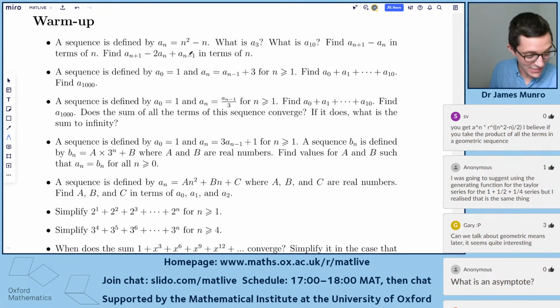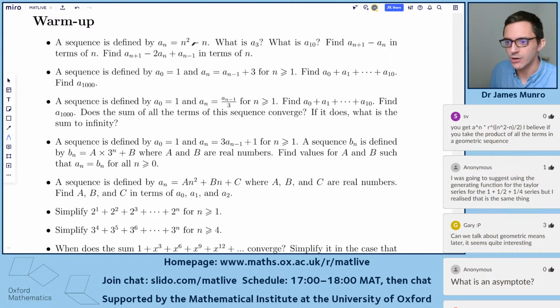Right, okay. SV's put something in chat that I haven't read, but something about taking the product of all the terms of a geometric series. Cool, right, okay. Product of first n terms, maybe. Goodness knows. Okay, right, warm up.